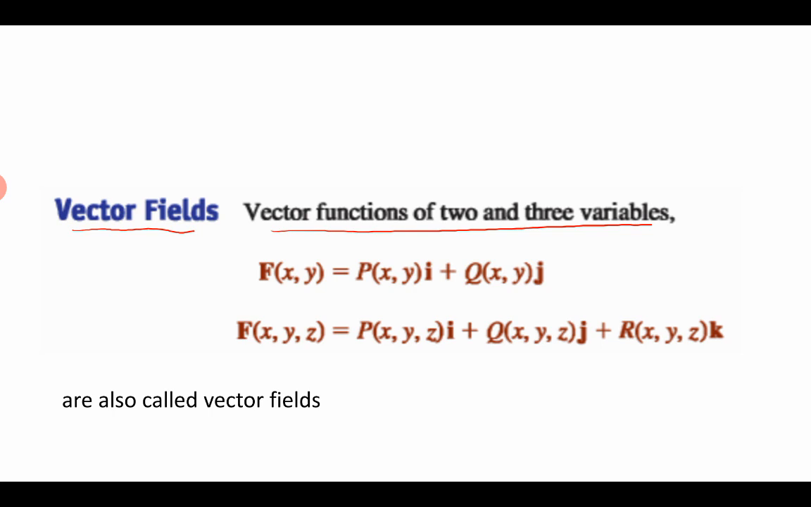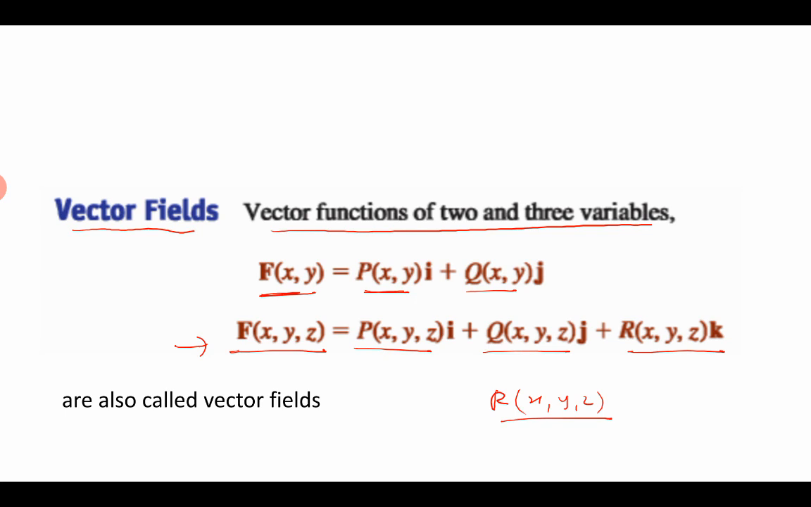The first one is a two-dimensional vector field, which is given here in x and y: P and Q, Pi plus Qj. For a three-dimensional vector field, Pi plus Qj plus Rk. All the components P, Q, R are functions of three variables in the three-dimensional case. In the two-dimensional case, they are functions of two variables. So they are called vector fields.